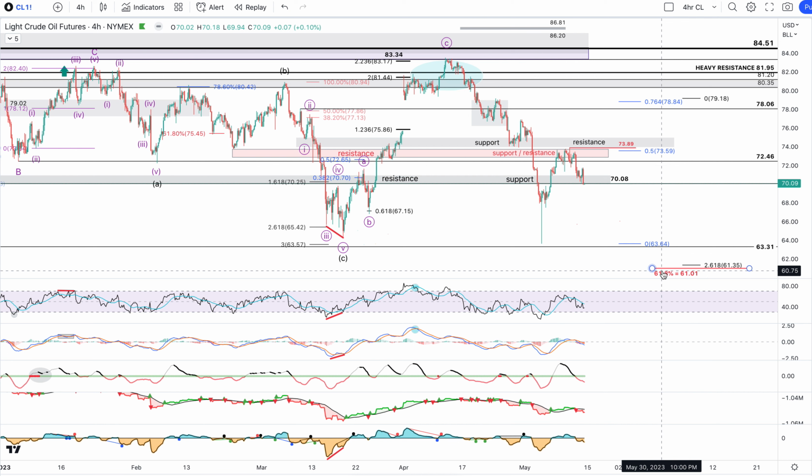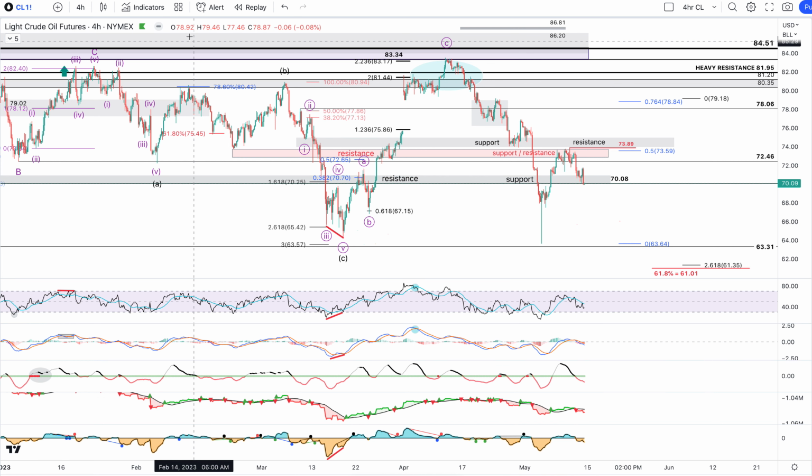It's a perfect target for wave 2 after 12 months of this madness in crude oil. Good for scalping, horrible for swing trading. You've got to be nimble. Anyway, so that's the 4-hour. And the technicals are bearish, but that can change in a 4-hour period.